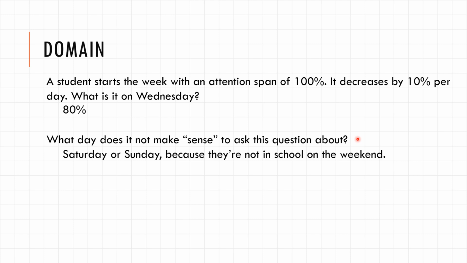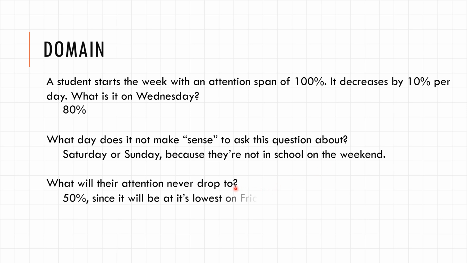Well, hopefully you were able to come up with either Saturday or Sunday, right? If I'm asking what's the student's attention span on Saturday and Sunday, well, who cares? They're not at school, so they don't need to be attentive to anything because it's the weekend. What will their attention span actually never drop to? Pause the video here and see if you can answer that. 50%, right? Because it will go down by 10% each day, but on Friday, it will reach the lowest value at 60%, and it never goes below that because after that, it's Saturday and Sunday, and then right back to Monday, they're back to 100%.